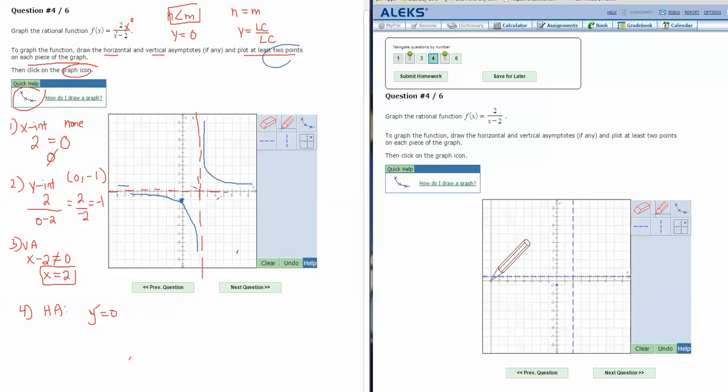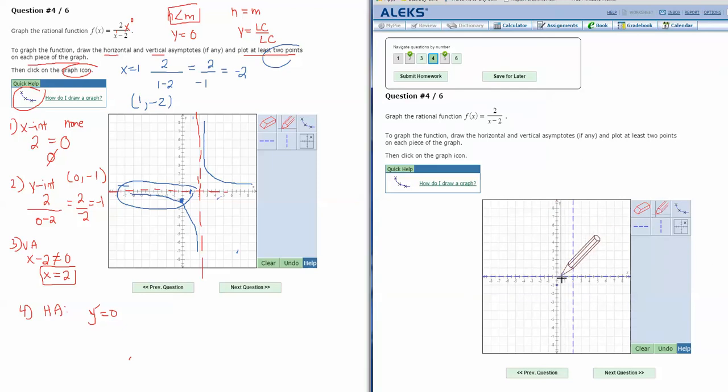So I can plug in any number to the left of the vertical asymptote. For instance, I could plug in positive 1 and see what value I get. If I let x equal 1 in the equation, I have 2 divided by 1 minus 2, which is 2 divided by negative 1, or negative 2. So I have an ordered pair, 1 comma negative 2, that I can tell ALEKS to plot now. So let's click on 1, negative 2.